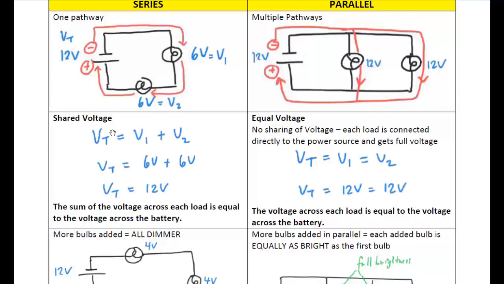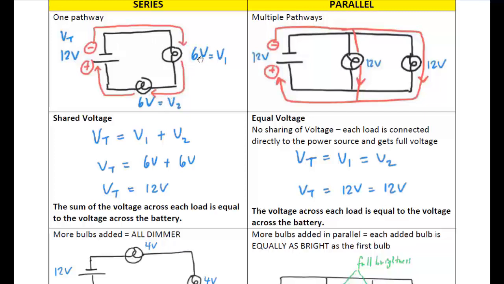So you can see then that the V total coming out of the battery, or the V of the source, is equal to the voltage of the first load plus the voltage of the second load. So 6 plus 6 tells me that's a 12-volt battery. Or I can work backwards and I can say I know it's a 12-volt battery and I know that there's two loads, so I can divide between them.